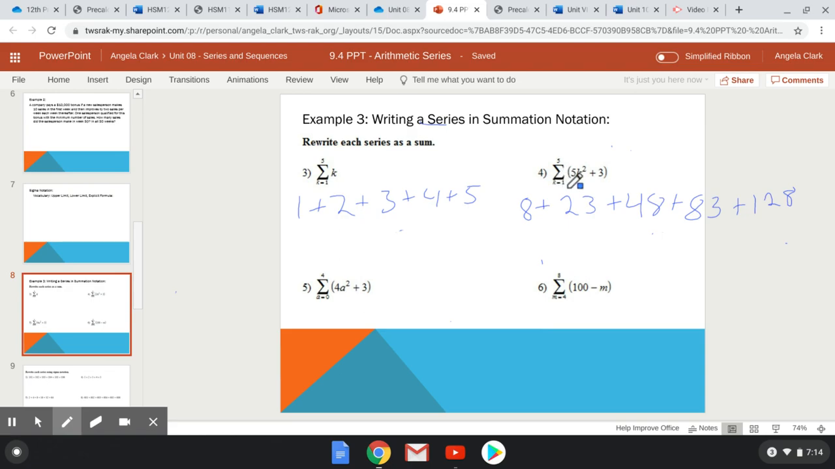And then I stop because it told me to go to 5. So now that I've got 5, now I stop. So you always just go to the number that's on top. So I'm not going to plug in 6, right? Because this only says to go to 5.